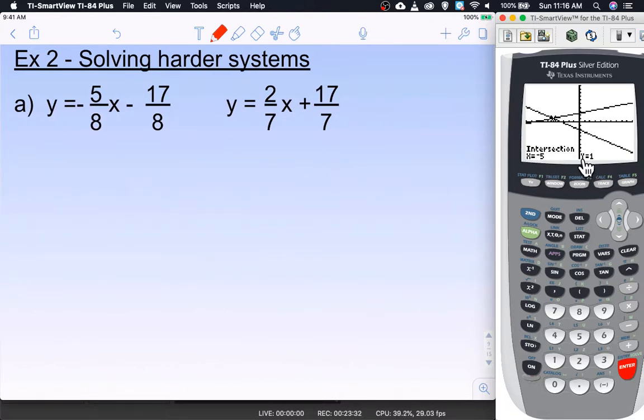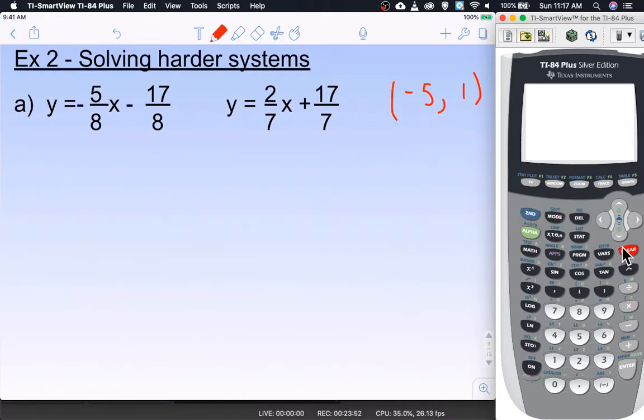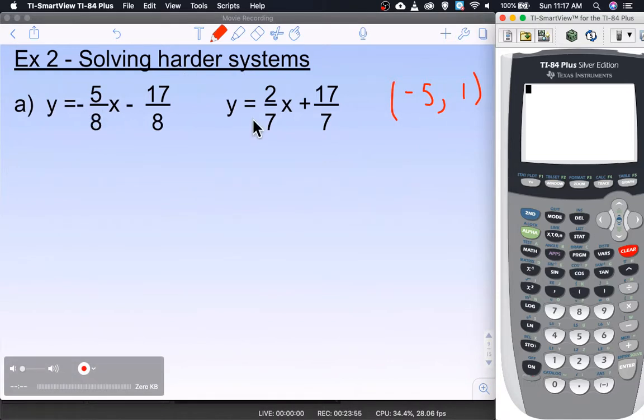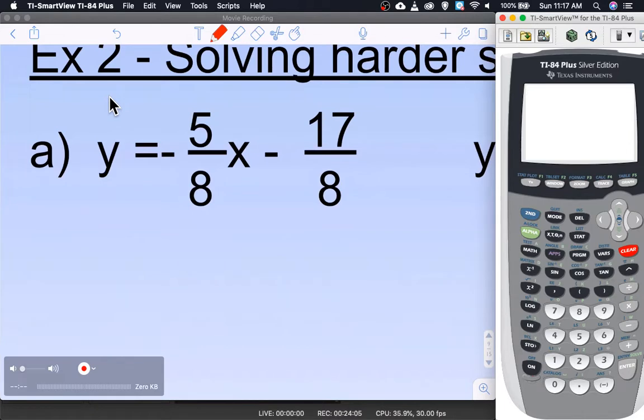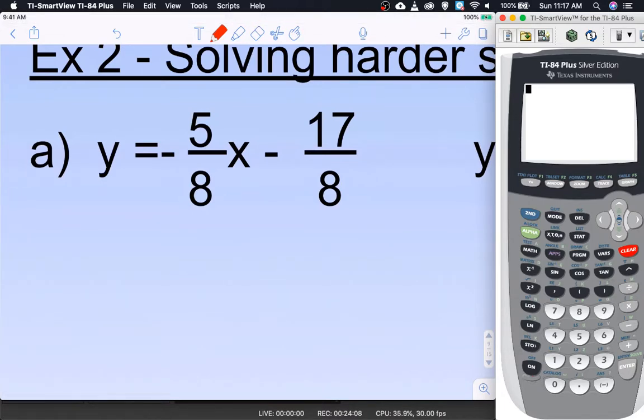So negative 5 and 1. Negative 5, comma 1. That is the solution we should hopefully get when we do this by hand. Okay, now how would you do this by hand? Honestly, it's probably not quite as bad as you imagine. Here are my two equations. I would like to get rid of the fractions. If I could make this have no fractions in it, that would be fantastic. And I can.